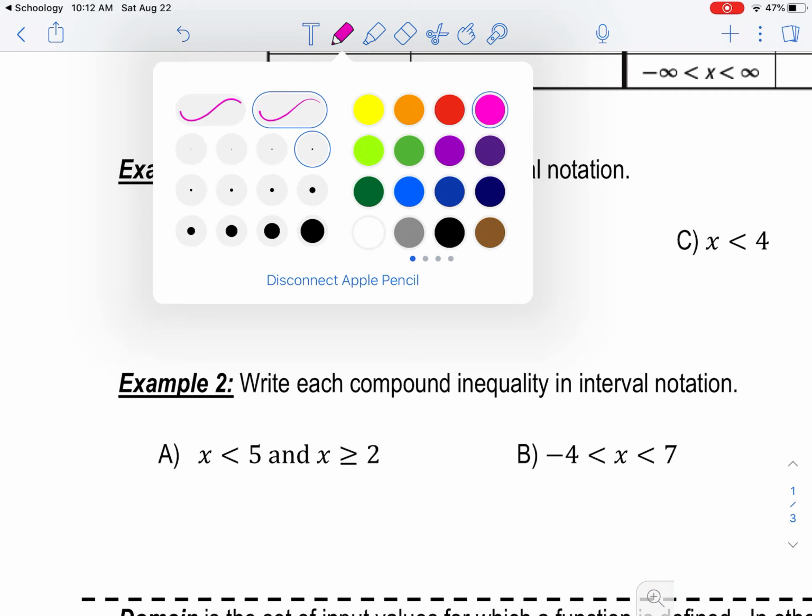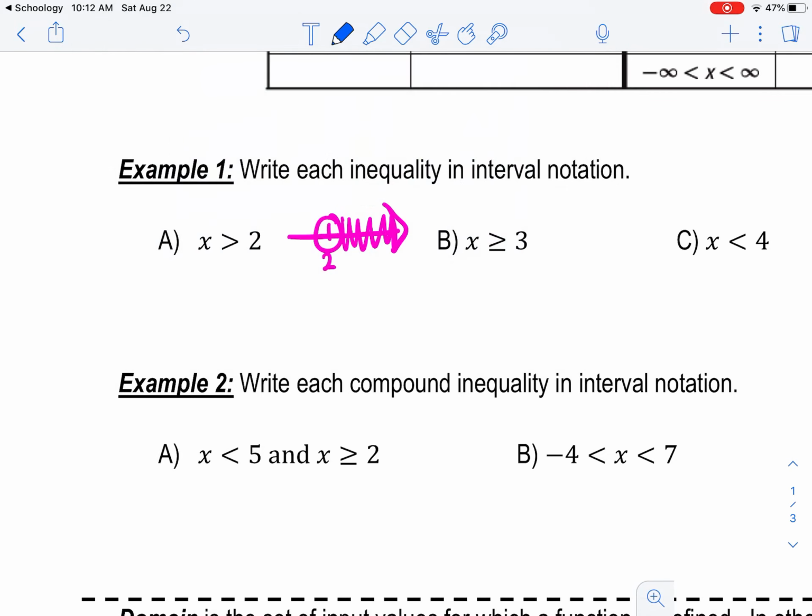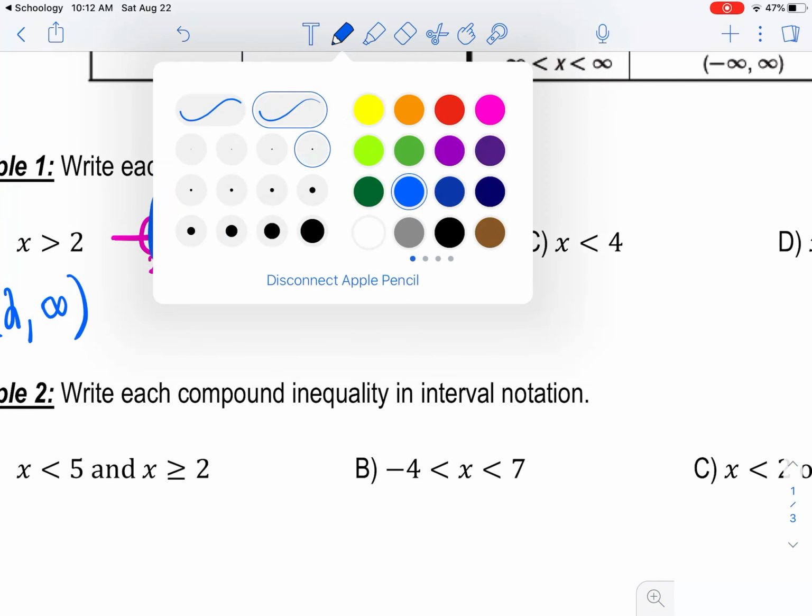So now I'm going to write it as an interval. Okay, so if I'm writing it as an interval, let me switch colors here to make sure we're not confusing it. This is an open point, so I'm going to use a parentheses. So parentheses 2, comma, and then you're going to say where it ends. It ends by going forever, so it doesn't end. So infinity, and then always a parentheses on infinity. All right, here's the next one.